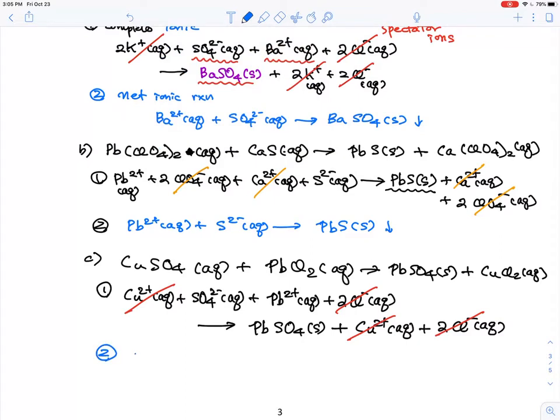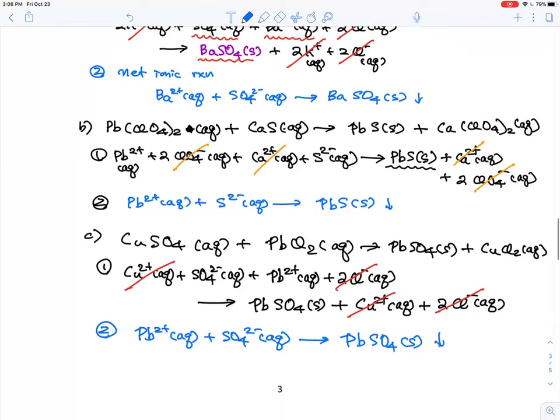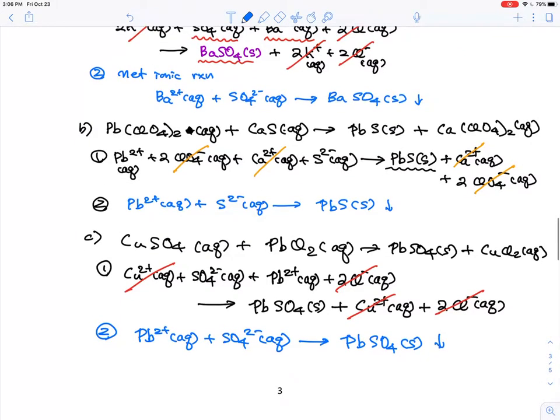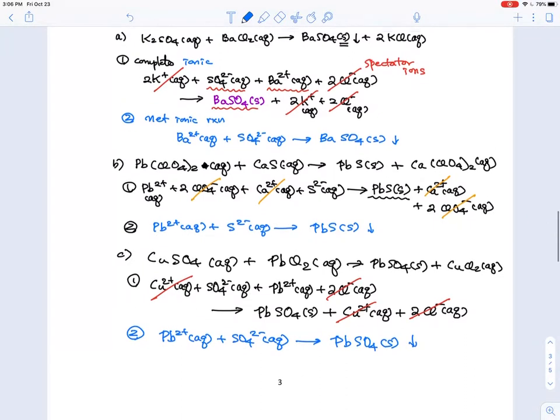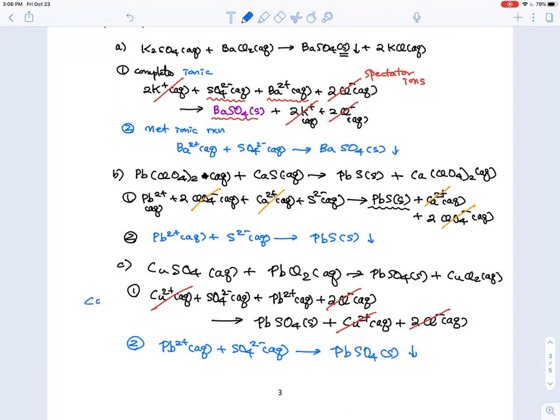is, and it's customary to write the cation first, Pb 2 plus, SO4 2 minus aqueous is PbSO4 solid, and that's a precipitate. And so that's a net ionic reaction, versus complete. So this is the complete, and this is the net ionic reaction.